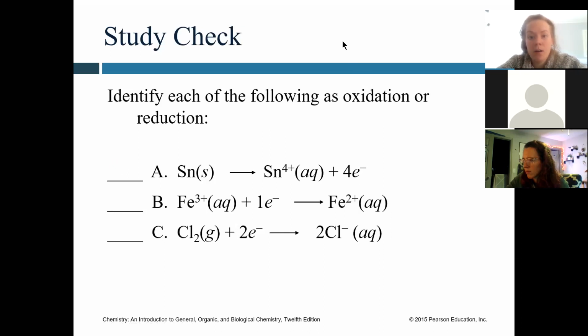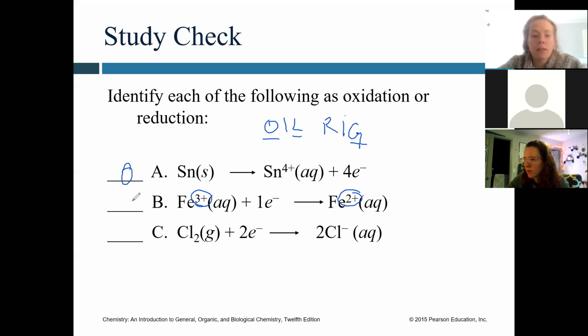So again, we write out our oil rig. And if we're going to lose electrons, we're being oxidized. So this is an oxidation. In this case, we are gaining 1 electron. We're at a 3+, and we go to a 2+. So we gain 1 electron to decrease our charge. So if we're gaining electrons, we're reducing. And then here, we're going from a 0 charge, no charge there. We're gaining 2 electrons to form a minus charge, but there's 2 of them, so -2 charge. So this would also be reduction.